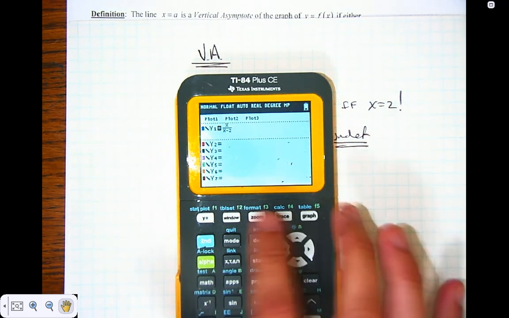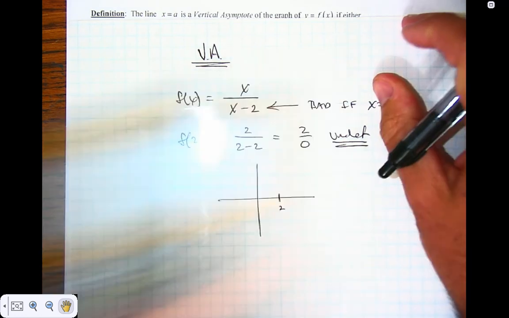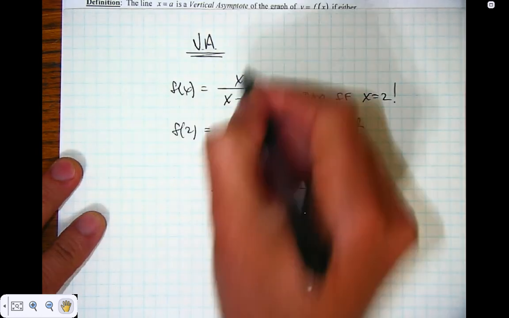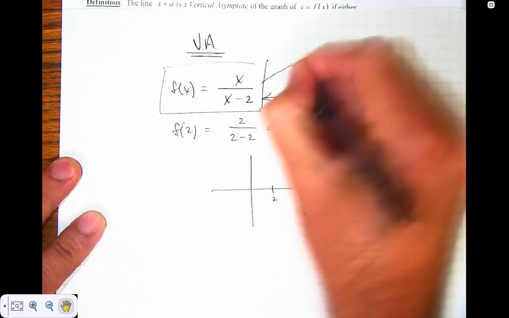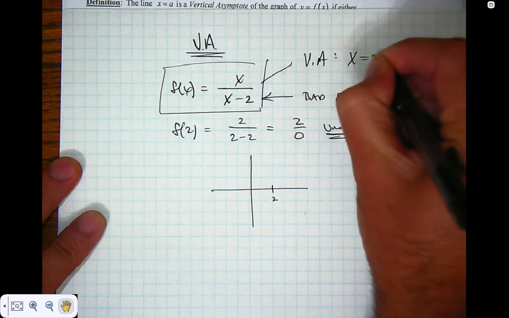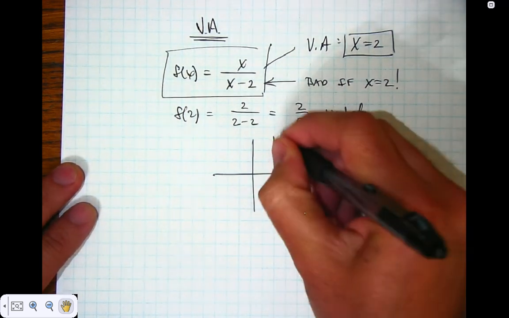All right, so if you graph this, zoom in on it, and check this out, you will verify that you do have that vertical asymptote. Okay, so you should have that knowledge from pre-calculus. You should look at a function like this and say, hey, my answer is vertical asymptote happens at x equals 2.